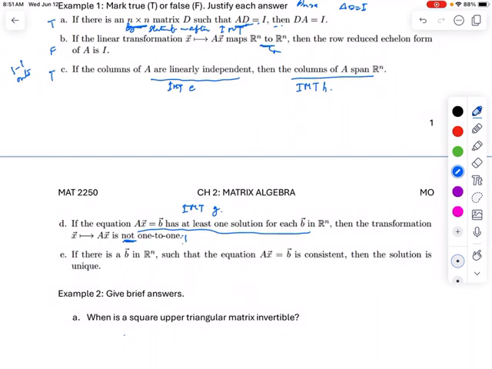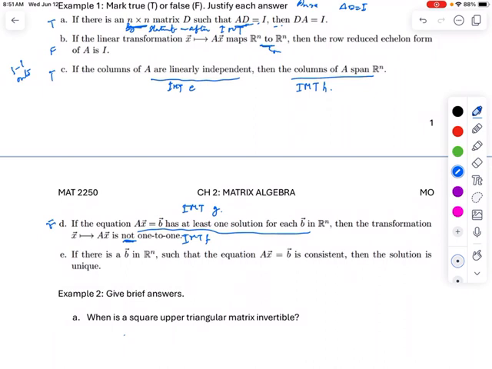So in this problem, they are stating that one of the IMT statements is true and the other one they are saying is false. So this means this statement is false. Because if we have the first situation that Ax is equal to b has at least one solution for each b in Rn, then it must be a one-to-one transformation.